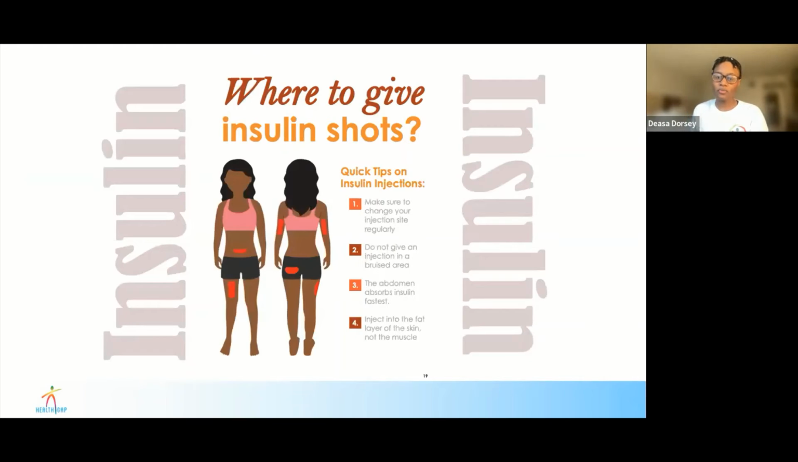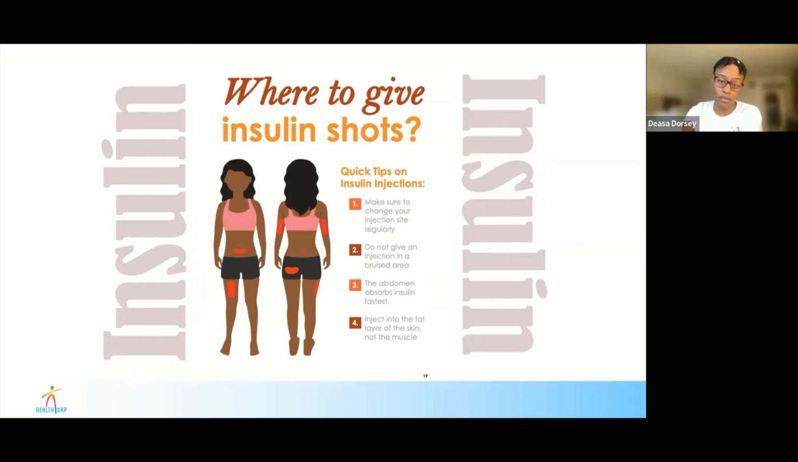All right, so we won't spend a lot of time on this, but I wanted to at least cover the topic of insulin, because it's important to know where to give your shots. Some of us use insulin to manage diabetes, which is fine. But it's very, very important to know where to give your shots.